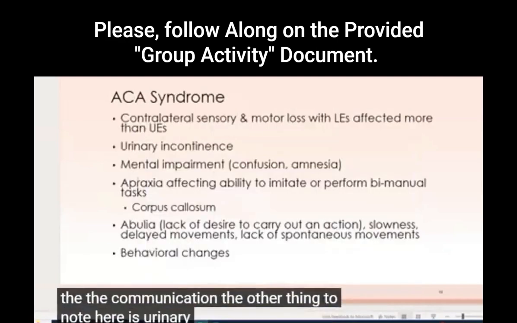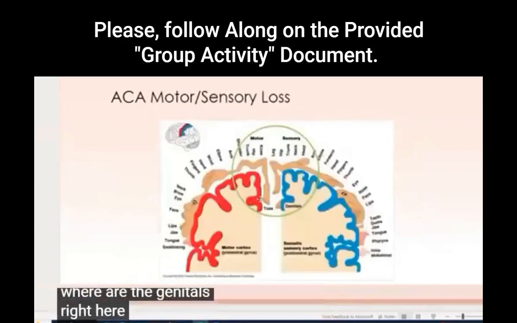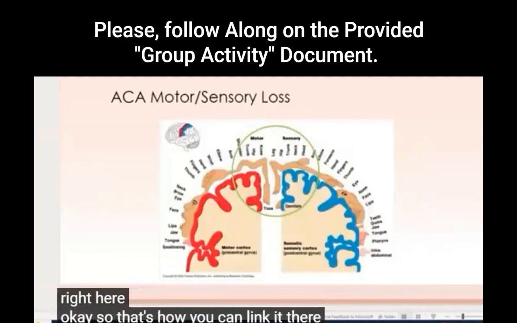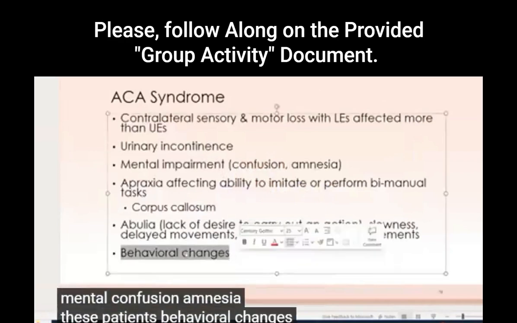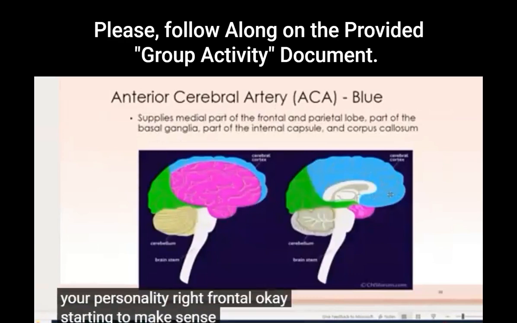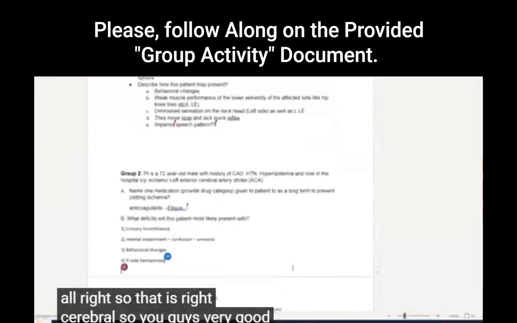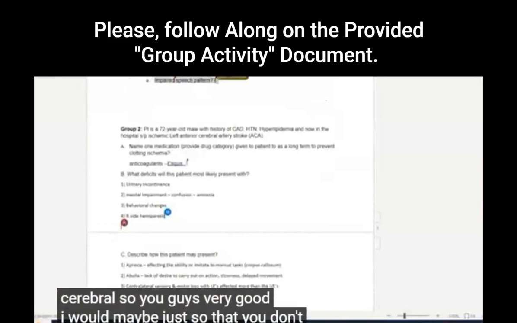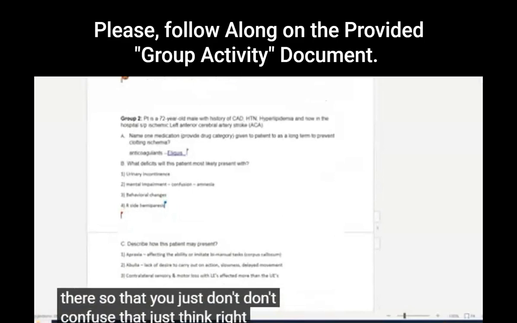The other thing to note here is urinary incontinence. Where are the genitals? Right here. So that's how you can link it there. And then also mental confusion, amnesia, behavioral changes. What lobe is up here? Your personality, right? Frontal. Okay, starting to make sense? So that is right cerebral. You guys, very good. So that you don't get confused, I would delete that out of there. Just think right side.